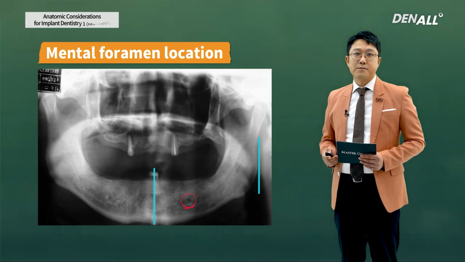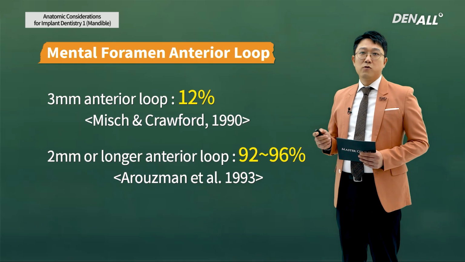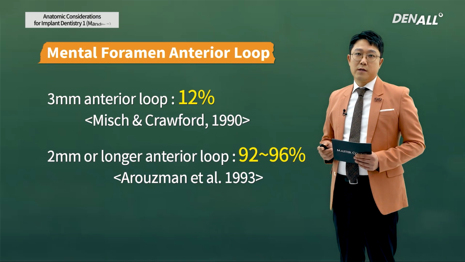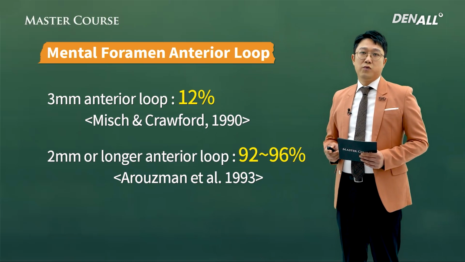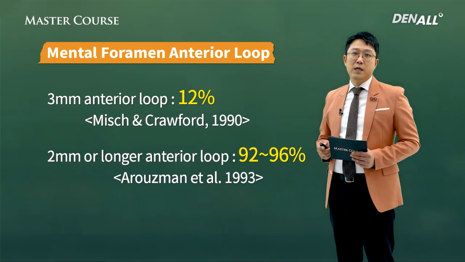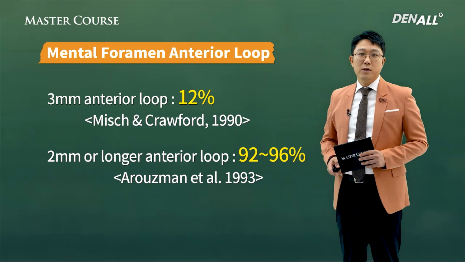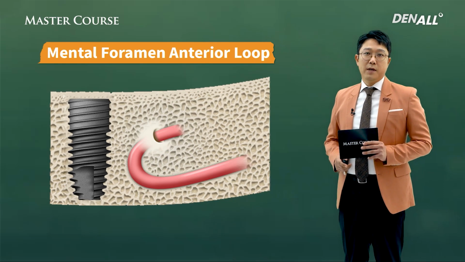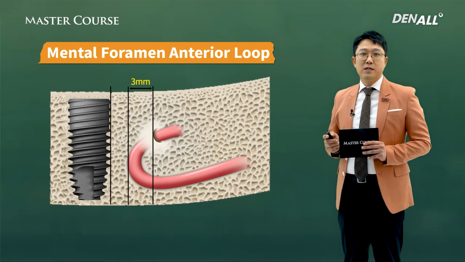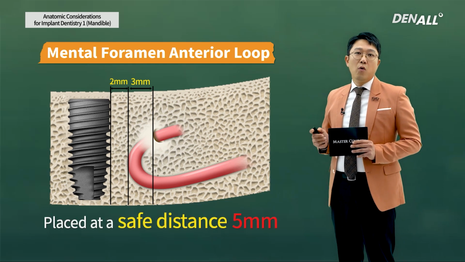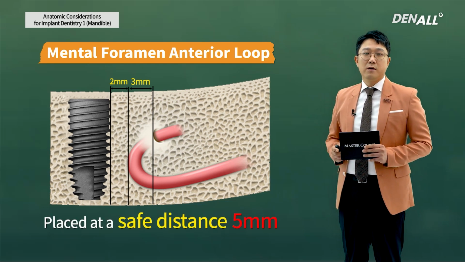The mental foramen has the anterior loop. According to Misch and Crawford, in 12% of the cases, the anterior loop is 3 mm long. According to Arzouman, in 90 to 96% of the cases, the anterior loop is 2 mm or longer. So when you place an implant anterior to a mental foramen, the anterior loop is 3 mm and the safe space of 2 mm should be secured. Therefore, an implant needs to be placed at least 5 mm away from the foramen.